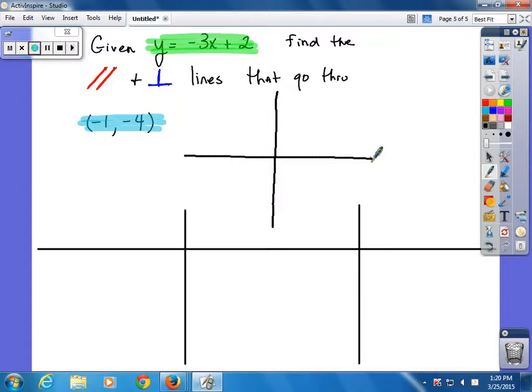All right. So positive 2. 1, 2. There's our spot. And negative means we have a negative slope, which means the line goes that way. And then 3 up, 1 over. 1, 2, 3, 1 over. So our line is looking something like this. There we go.